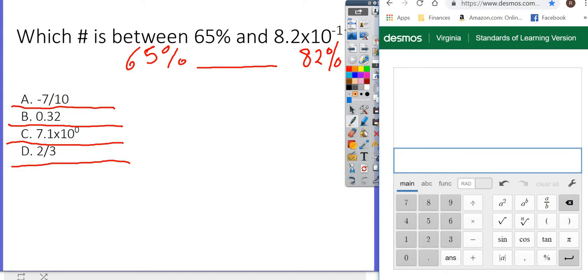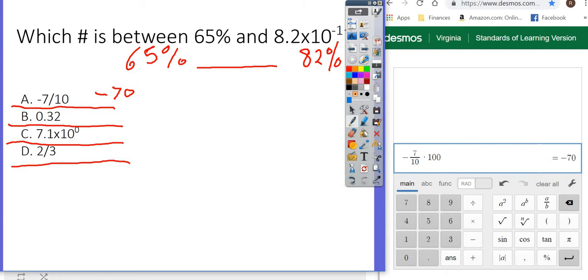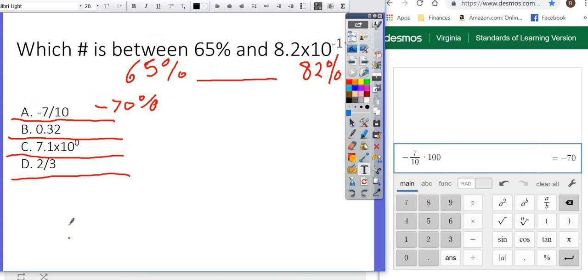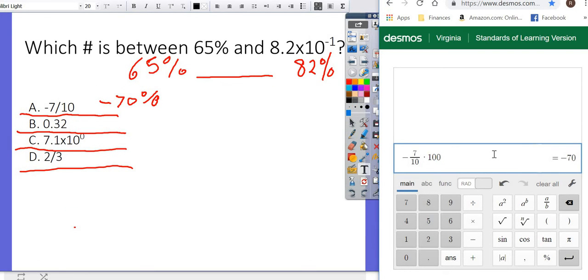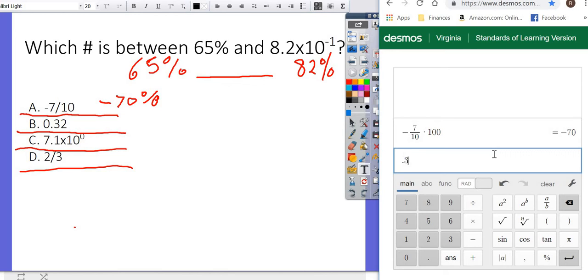So let's put in A. It is negative 7 divided by 10. Then we're going to make it a percentage by multiplying by 100. So that gives me negative 70%. Okay. Now we're going to go to the next one, on my next line on my calculator, which is 0.32. I'm going to multiply that by 100 to turn it into 32%. I'm going to go ahead and do them all.